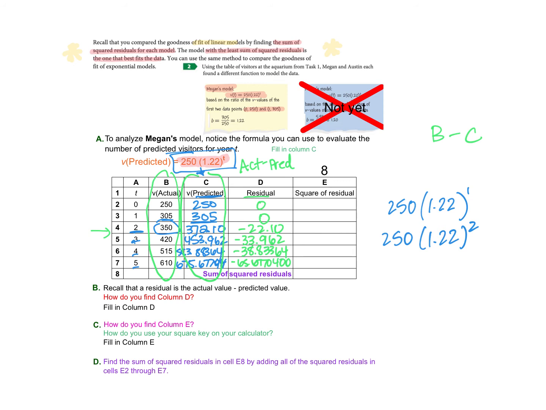Okay, so now the next thing that you are going to do is find the square of each of the residuals. So basically you're going to take column D and you're going to square it. Okay, so I'm going to take 0 squared. Well, I know that's a 0, so that one's pretty easy. Then I'm going to do 0 squared again, I get 0. If I do negative 22.10 squared, so that means basically 22.10 times 22.10, I know it's going to turn into a positive, I get 488.41.